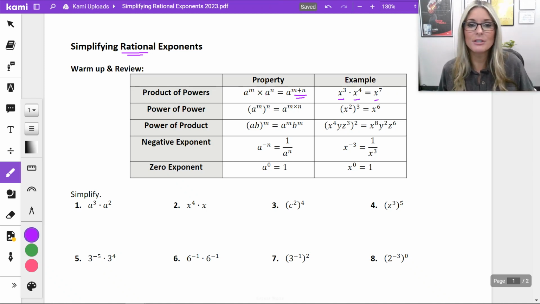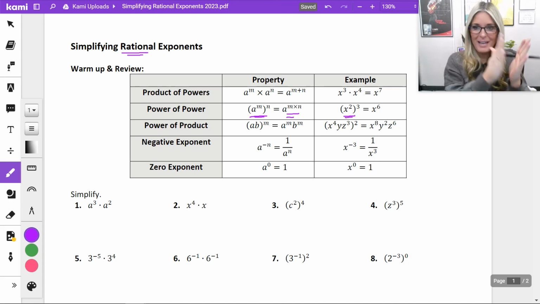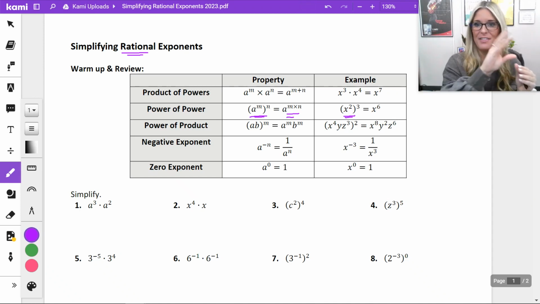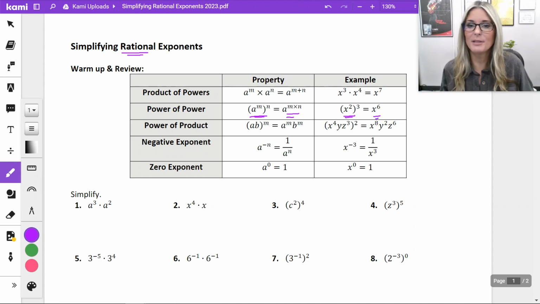The next one, power to a power. If you have a base with an exponent that's raised to another exponent, then you are going to multiply those two exponents together. For example, x squared cubed, I would have x squared times x squared times x squared. I could then use that product of powers, that first one together, and add the 2 plus the 2 plus the 2, and it equals x to the 6, or simply just multiply those two exponents together.